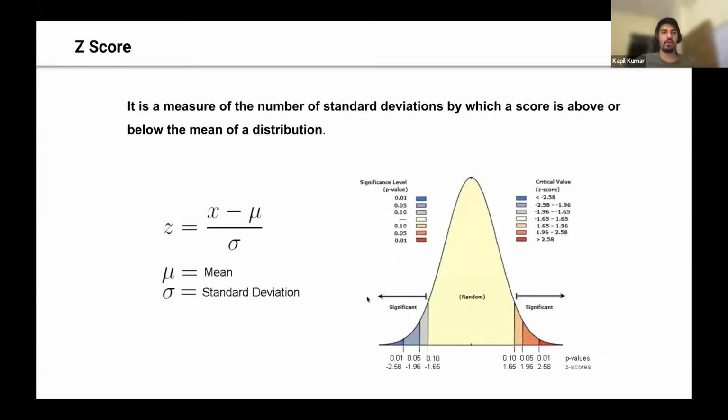Cool. Another thing I want to introduce is the z-score. So what is a z-score? Basically, it's a measure of the number of standard deviations an observed data point is away from the mean.